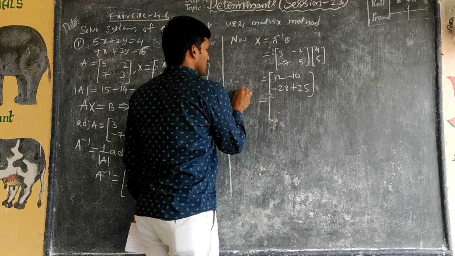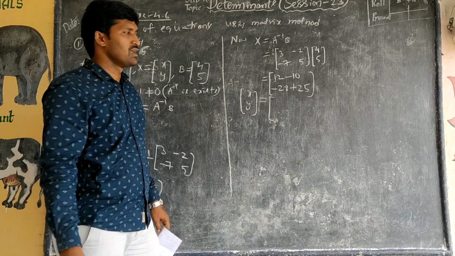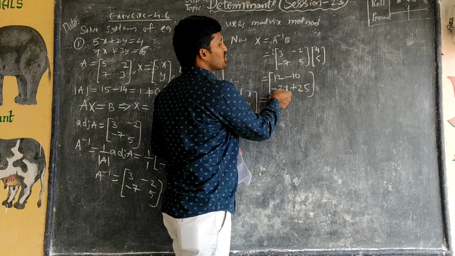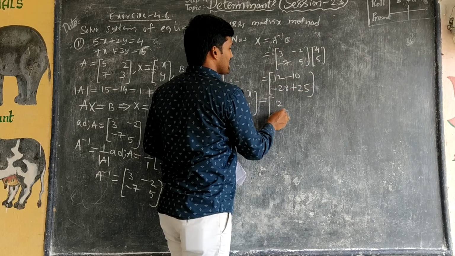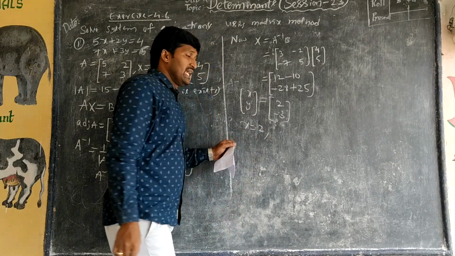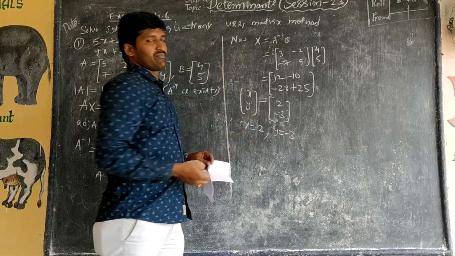Now from this, clearly the X matrix is a column matrix containing two elements, x and y. 12 minus 10, how much? 2. Minus 28 plus 25, it is clearly minus 3. Now from this, what is the solution of these equations? X equal to 2 and Y is equal to minus 3.